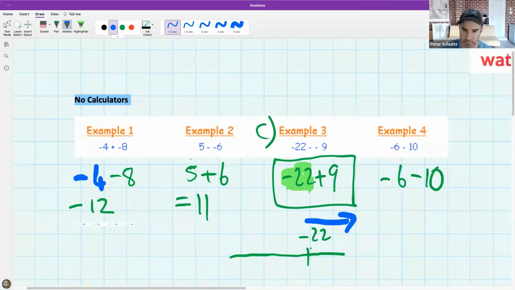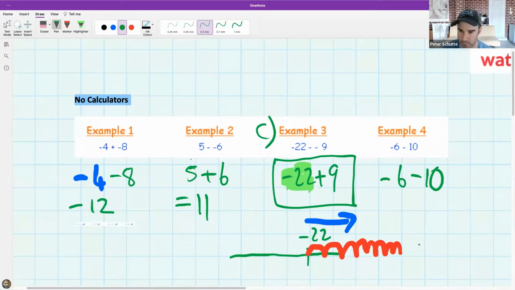If I'm going up by 9, I go 2 units to get to minus 20, and then I go 7 more. Okay, I've kind of run out of space there. And what I'm going to end up with is minus 13. So minus 22 plus 9 is actually going to give you minus 13 as the answer. Now, if the signs are not the same, it's a negative.